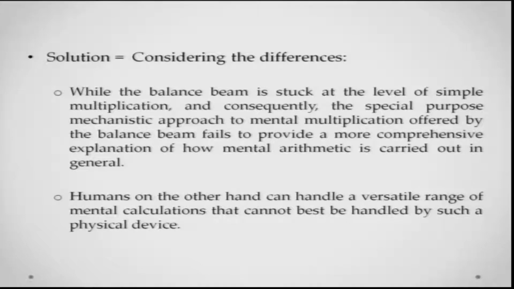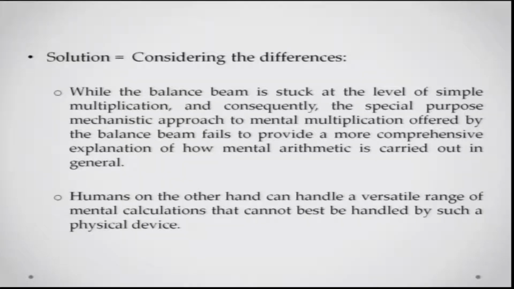How do you really say that, okay, the balance beam is a physical device and I want to give a cognitive explanation? You have to understand that while the balance beam can do some of your calculations, some simple multiplications, some addition, subtraction, division, something like that, at the level of the special purpose mechanistic approach to this mental multiplication, what is offered by this balance beam actually fails to provide a more comprehensive explanation of how this is done. It does not really talk about how the numbers were represented, how exactly this process of multiplication took place. Okay. It will not be able to explain that in entirety.